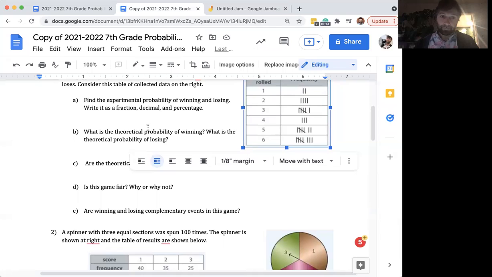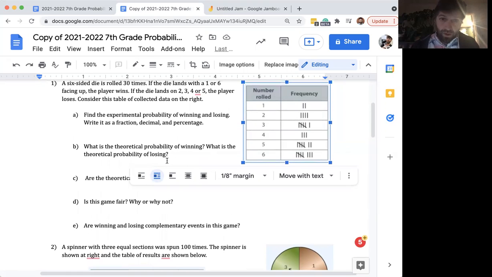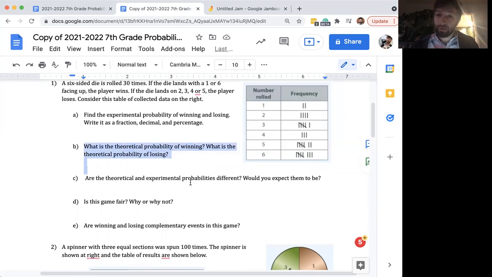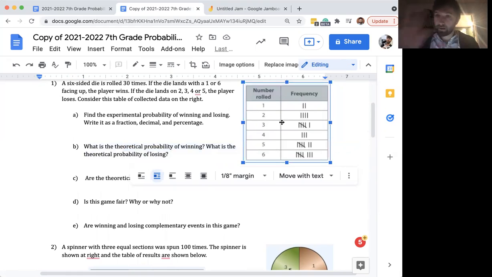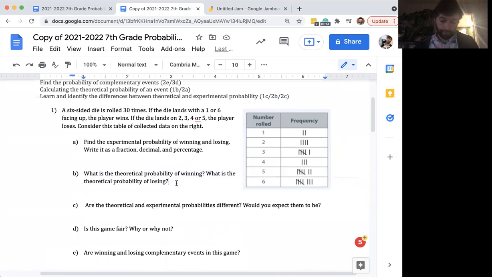Now B asks us the theoretical probability of winning and the theoretical probability of losing. So when you're working with theoretical probability, you don't care about your recorded results. Those don't matter. For theoretical probability, we're just going to talk about the options that could happen, and then how many satisfy what we're looking for.